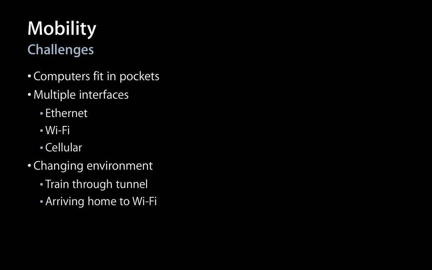We have a number of challenges. The computers these days fit in pockets, and they have multiple interfaces. Some MacBooks still have 2 interfaces, Ethernet and Wi-Fi. A lot of iOS devices have both Wi-Fi and cellular. Unfortunately, the operating system can't just pick up connections from one interface and move them to another. We would love to be able to do that, but the technology just doesn't exist today. It's really important for your application that you respond to network change notifications and do the right thing and migrate.